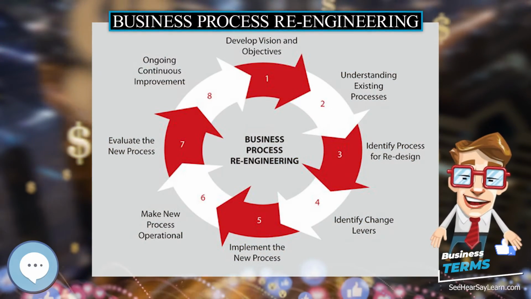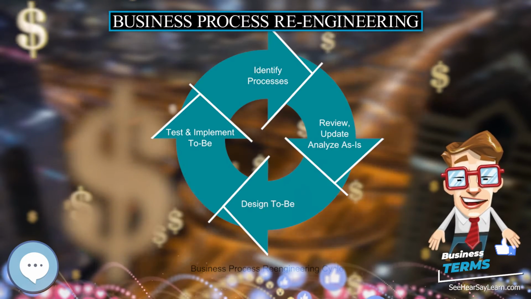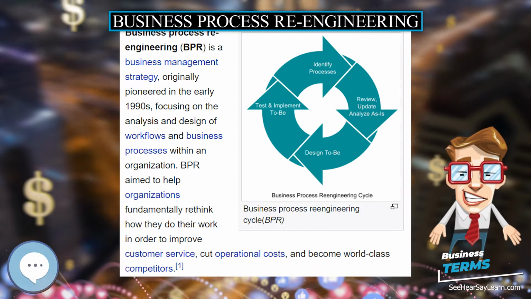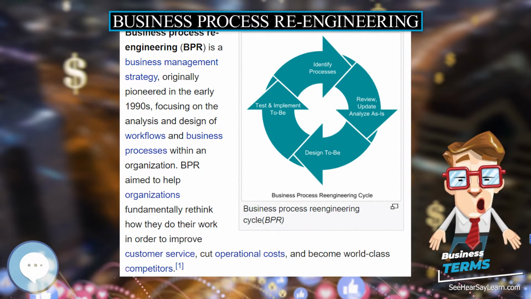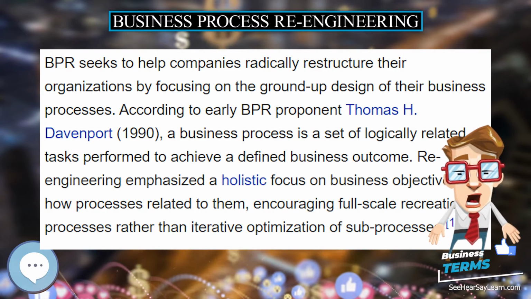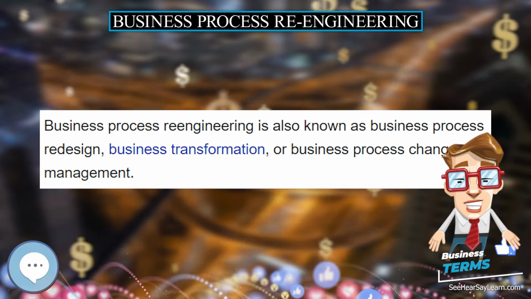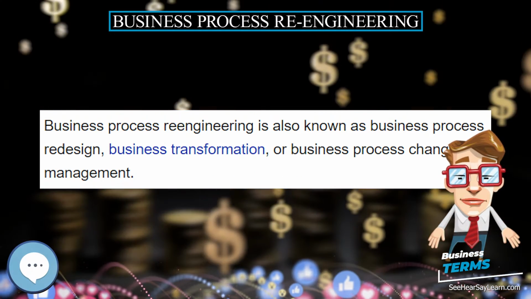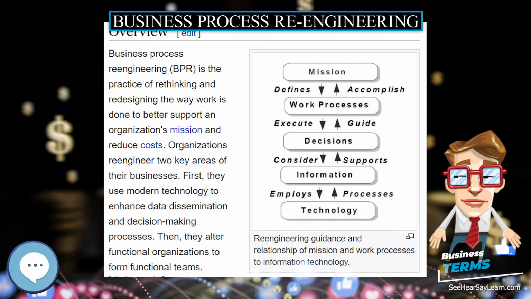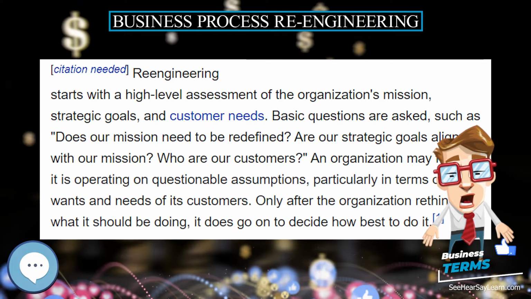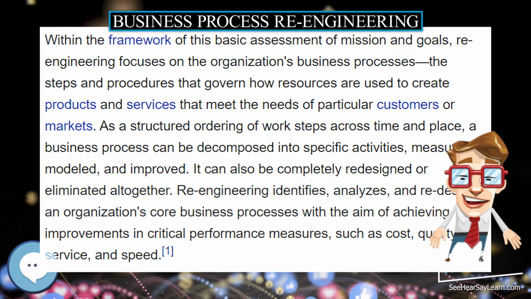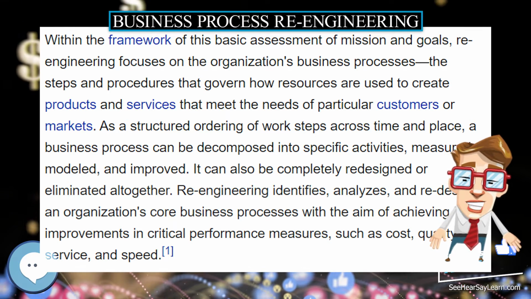Business Process Reengineering. Business Process Reengineering, BPR, is a business management strategy, originally pioneered in the early 1990s, focusing on the analysis and design of workflows and business processes within an organization. BPR aimed to help organizations fundamentally rethink how they do their work in order to improve customer service, cut operational costs, and become world-class competitors. BPR seeks to help companies radically restructure their organizations by focusing on the ground-up design of their business processes.